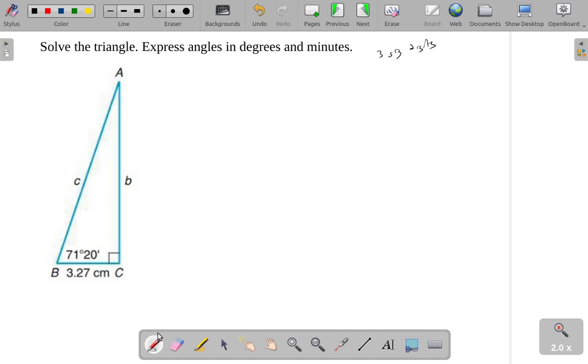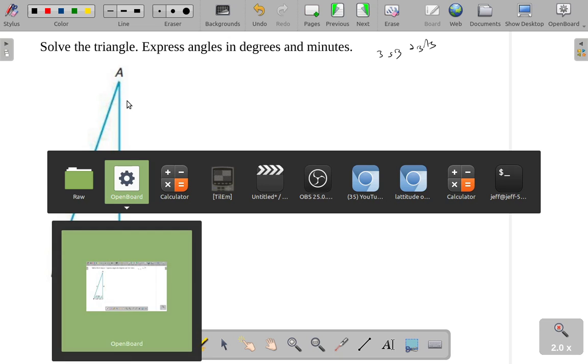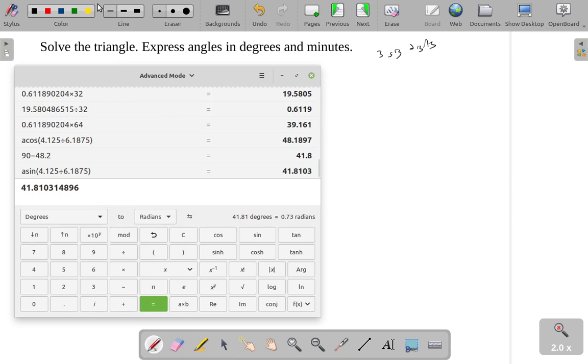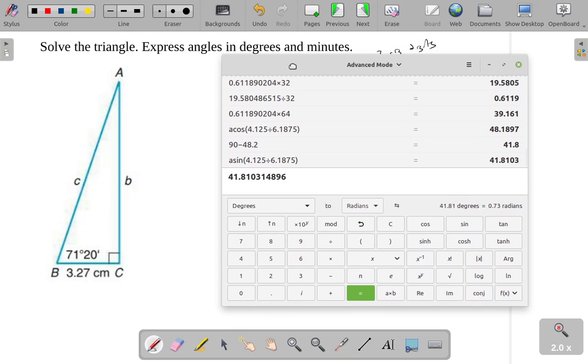So in any case, the remaining angle we can actually figure out. We know that these should sum up to 90 degrees. So let's figure out how we would do that. 71 plus 20 over 60, that's 71.3 repeating. So 90 minus 71.3 repeating is 18.6 repeating. And that 0.6 repeating, so this is 18 degrees with some portion after it.